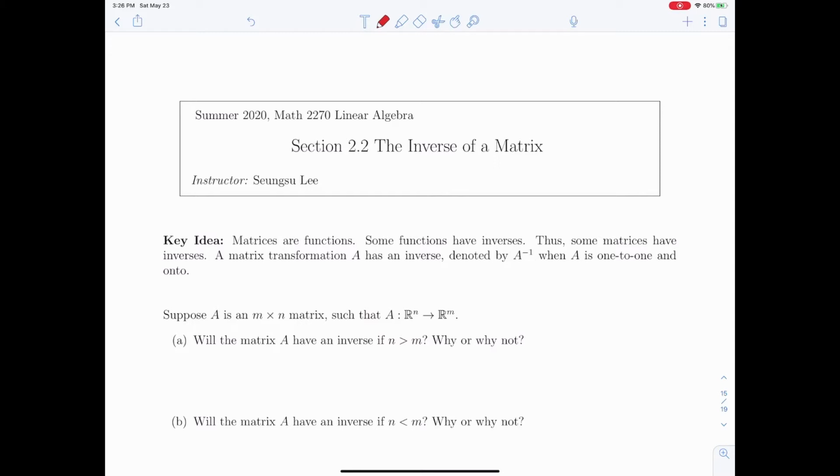So we know that matrices are like functions, but some functions have inverse functions. So in this section, we are going to talk about when a given matrix has an inverse matrix. Like in the function case, the matrix has an inverse if A is 1 to 1 and onto. Recall that 1 to 1 is equivalent to each column of A being linearly independent, and onto is equivalent to the columns of A spanning Rm. So let's analyze when these two conditions can happen for the given matrix.